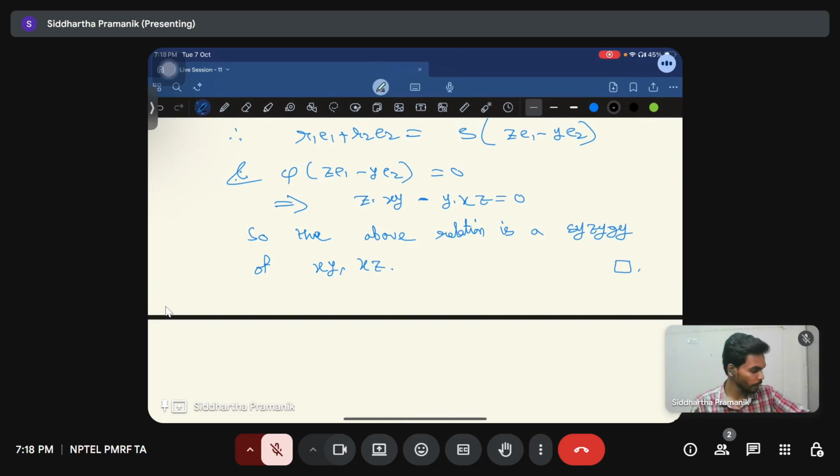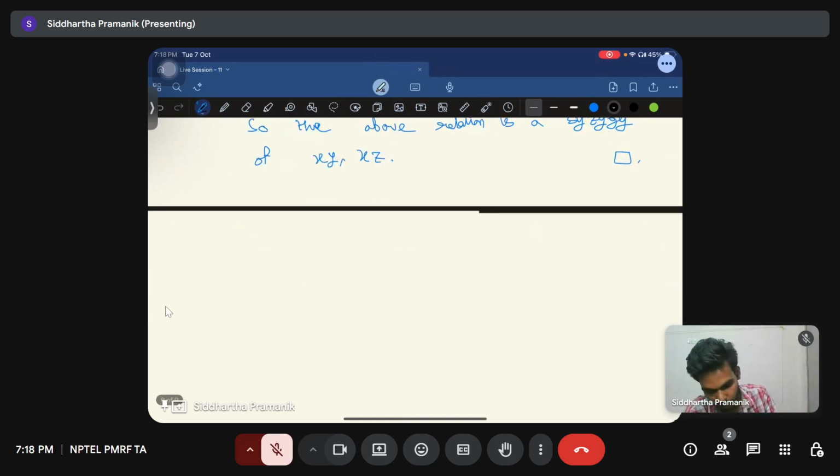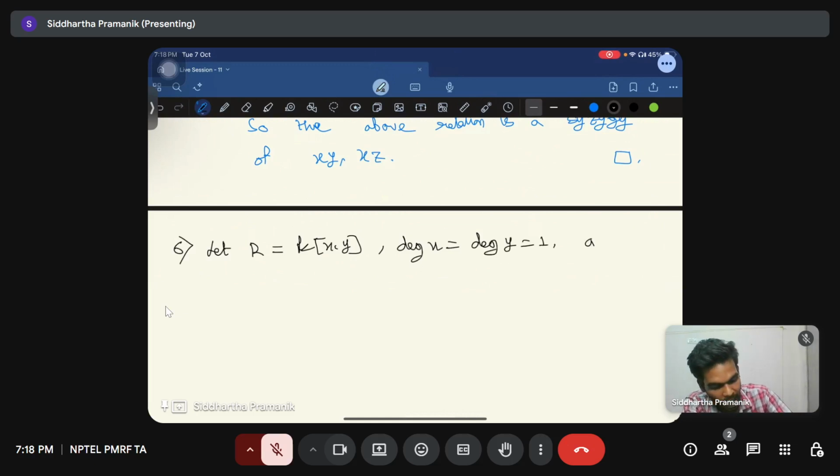Okay, let's do the next problem. So this is problem number 6. So let R equal k[x,y] be the graded ring where the degree of x and the degree of y is 1, and let I be the ideal generated by the homogeneous elements x squared comma xy comma y cubed. So I is a homogeneous ideal.